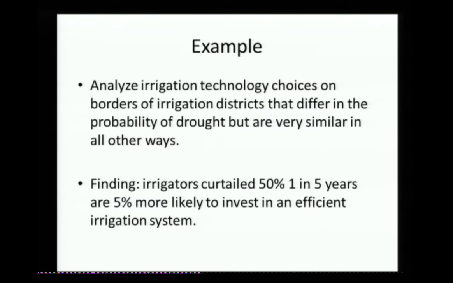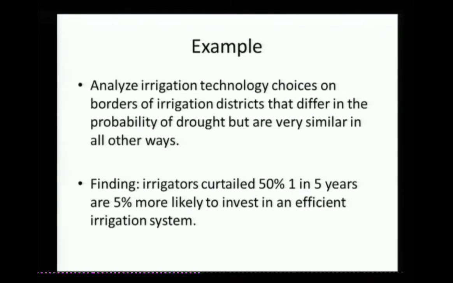And what we find is that irrigators that are curtailed about 50%, one in every 5 years, are about 5% more likely to invest in an efficient irrigation system. Well, why does that matter? Well, the efficient irrigation system, while it's often promoted through state policy as a way to deal with climate change, has an unintended consequence. As irrigation efficiency improves, return flows decrease, actually exacerbating the problem of the drought, as long as you have a system of water rights based on diversion quantities.